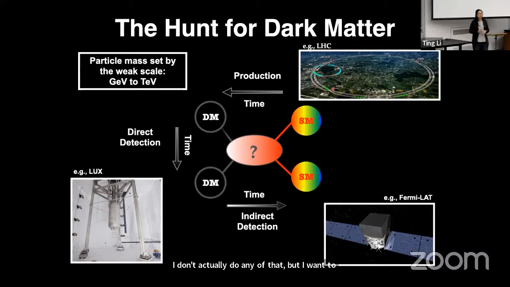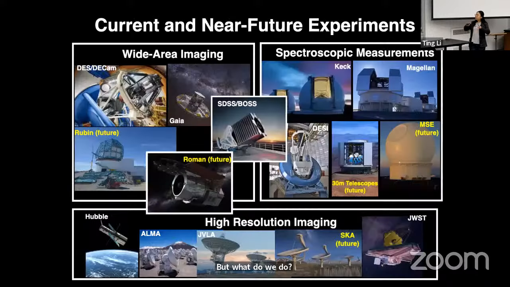There are a variety of ways of doing dark matter study. My research connects a bit to the indirect detection, which I will mention later. But what do we do? And what we do is use telescopes all over the world to study the nature of dark matter.